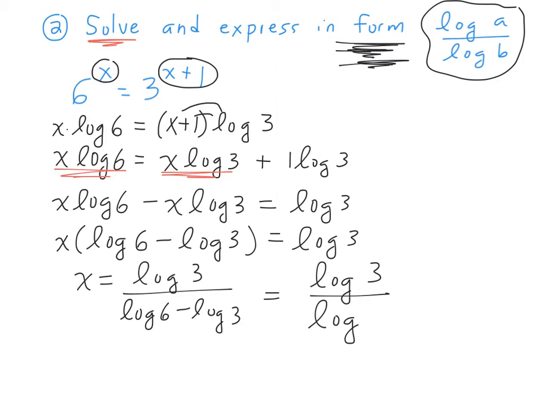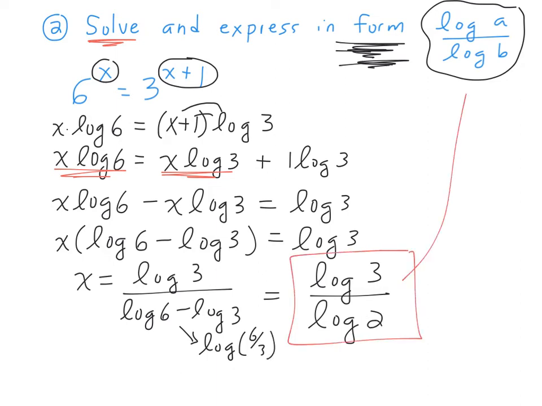Well, that means we have to clean up our denominator. We have the log of 6 minus the log of 3. We know it's not going to be the log of 3. We need to turn this into the log of 6 divided by 3, which is the log of 2. So this would be my final answer expressed in that form.